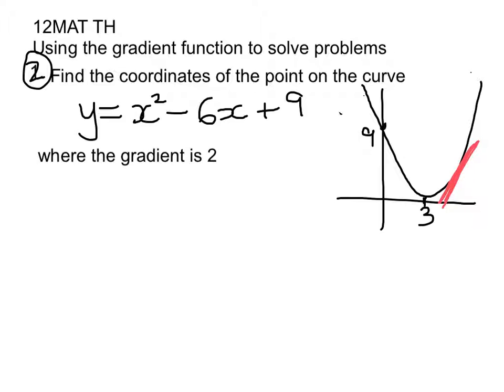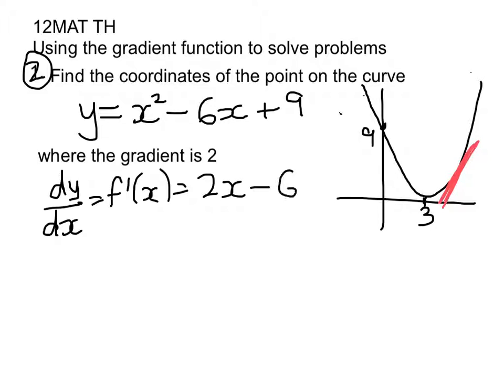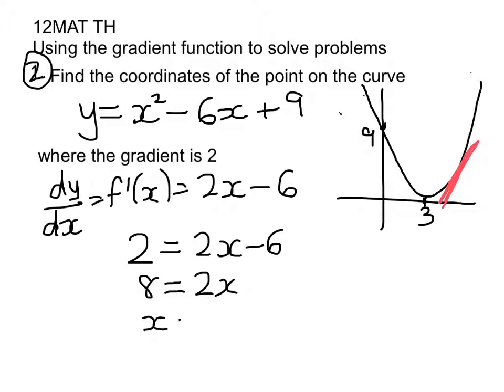So I'm again going to use the gradient function, which we can write in 2 ways. We can write dy by dx, or we can write f dash of x, and that equals 2x minus 6, just the same as before. But this time, I'm looking for the value of x that will give me this. 2 is equal to the gradient, which is 2x minus 6. So I get 8 equals 2x, x is equal to 4.